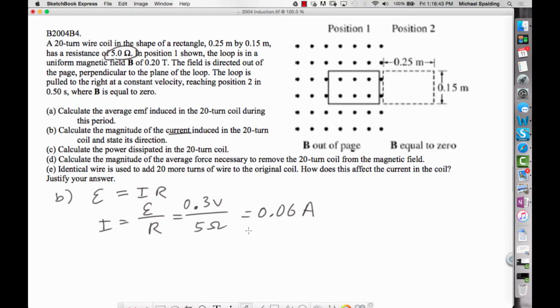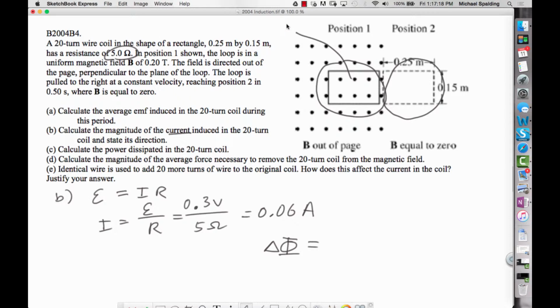Now, how do you find the direction of the induced current? To figure out the direction of the induced current, you have to use Lenz's law. As a result of the loop going from here to here, the first thing is you have to find out which way the flux is changing. Which way is the change in flux? Which way is the magnetic flux in position 1? Dots represent magnetic field coming out of the page. So which way is the flux when the loop is in position 1?